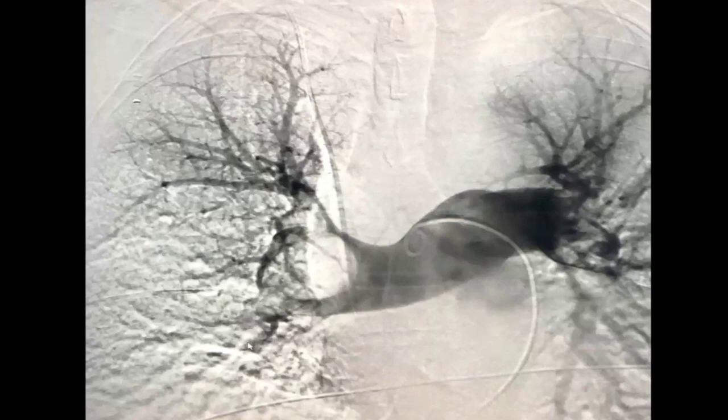Do you know the classification of pulmonary embolism? The clinical classification? Or any classification? So some are the sad.